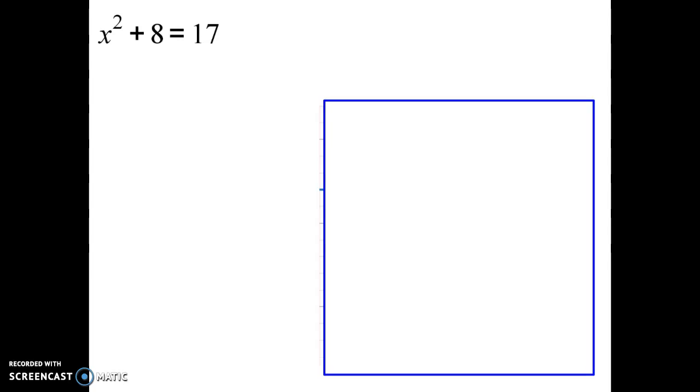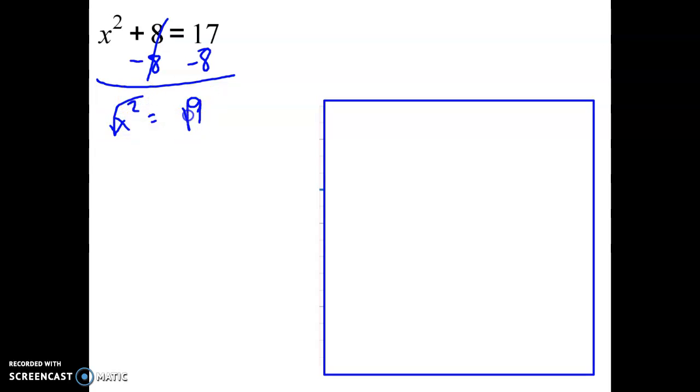So instead of having this one equal to 0, this one is equal to 17. But unlike the quadratics that I did before where I wanted it to be equal to 0, my goal when there's no x term right here is to isolate the x squared. I want to get this one by itself. So instead of subtracting 17, I'm going to subtract 8 from both sides. X squared equals 9. 17 minus 8 is 9.